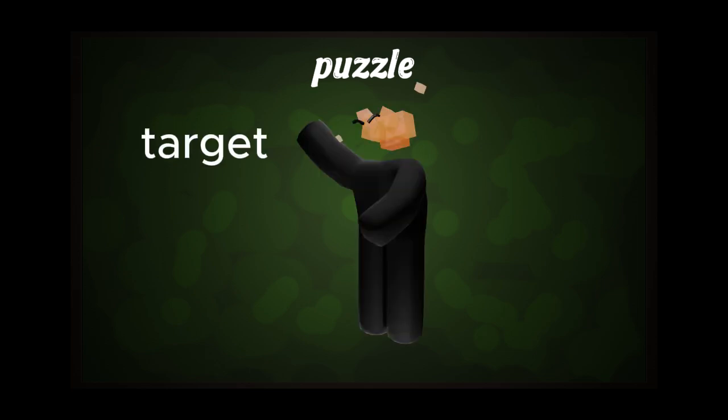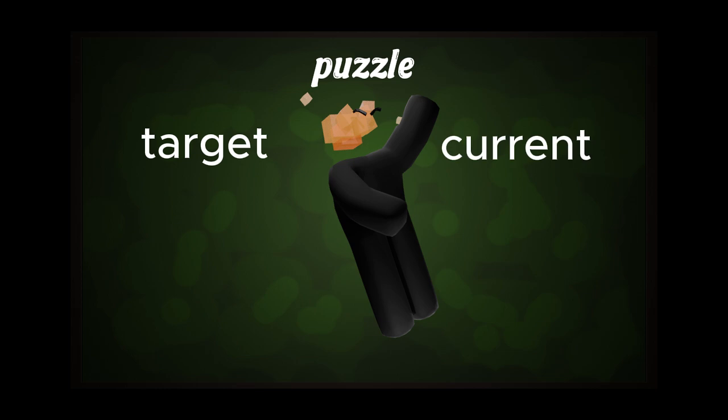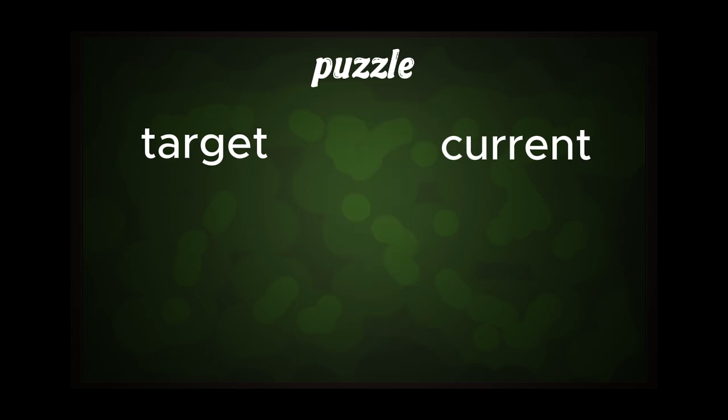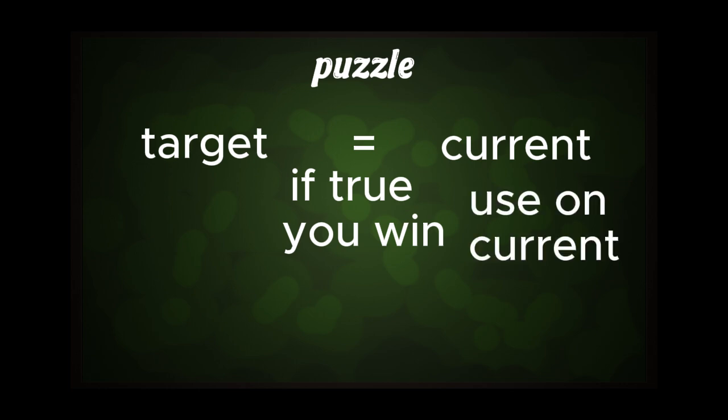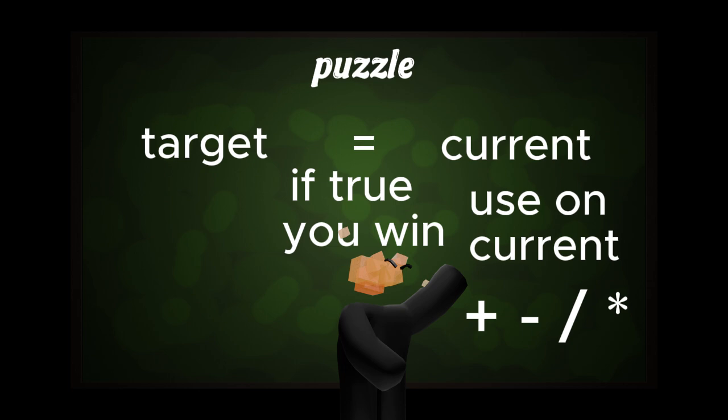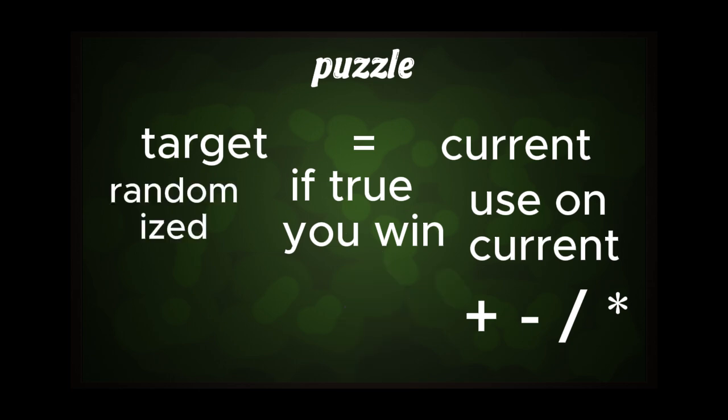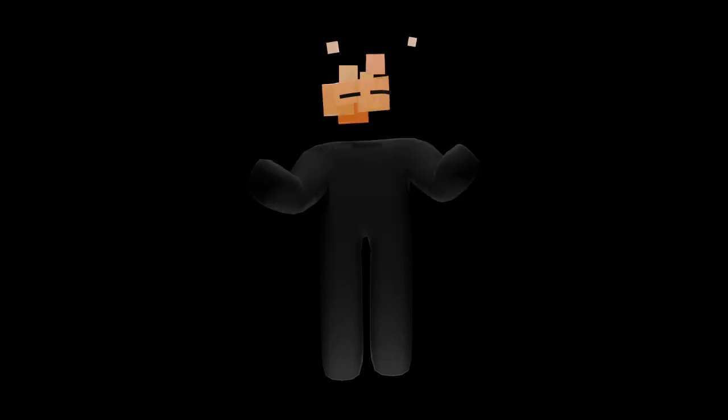In this puzzle, you have two variables, the target variable and the current variable. The goal is to make the current variable equal to the target variable. You can achieve this by using pre-programmed functions like add, subtract, divide, and multiply. At the start of this puzzle, the target variable will be randomized. And now that I explained that, it's time to implement. It can't take that long.